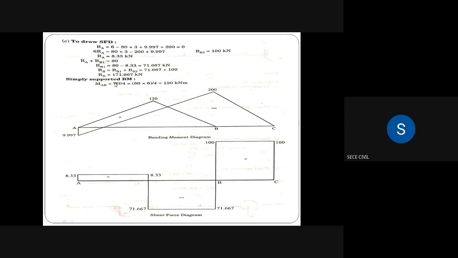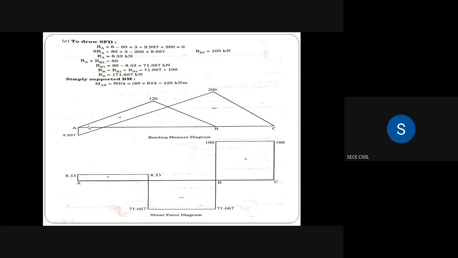Okay, first they are calculating the simply supported bending moment. So we are having span AB only. If we consider span AB as simply supported, depending upon the loading condition, we are having a point load at the center only. So the bending moment formula is WL by 4. So MAB is equal to WL by 4. W is 80, length is 6, so 80 into 6 by 4, we are getting 120 kilonewton meter.